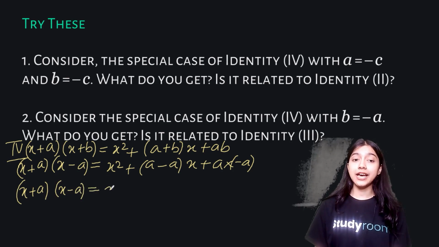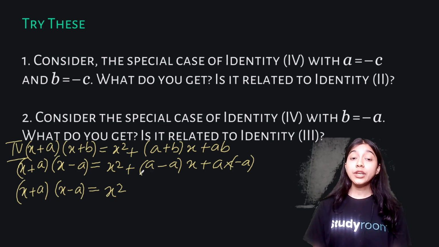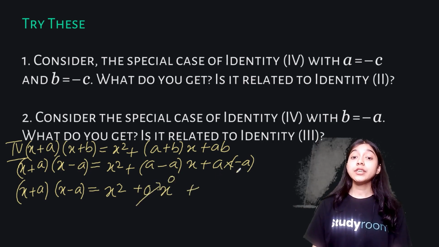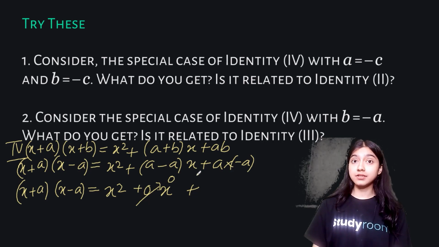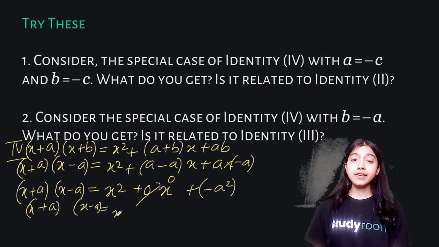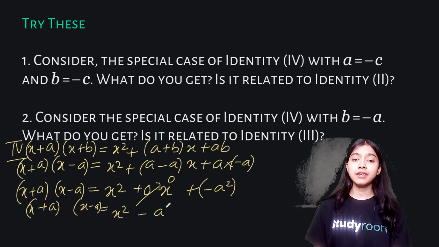Now over here what we have is x squared. Now we know that a minus a gives us 0, and 0 multiplied by x will ultimately give us 0. Now here we have plus into minus, that will give us minus of a square. So we'll write minus of a square. So ultimately what we have is x plus a multiplied with x minus a gives us x square, and over here we have minus a square. So I'll write minus a square.